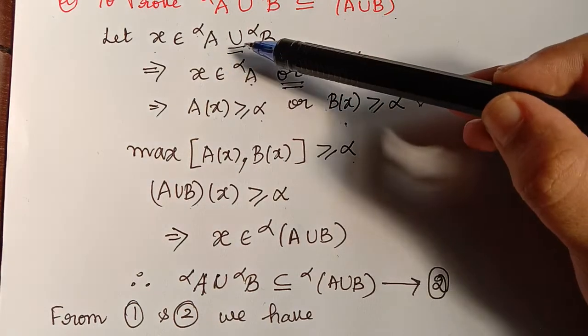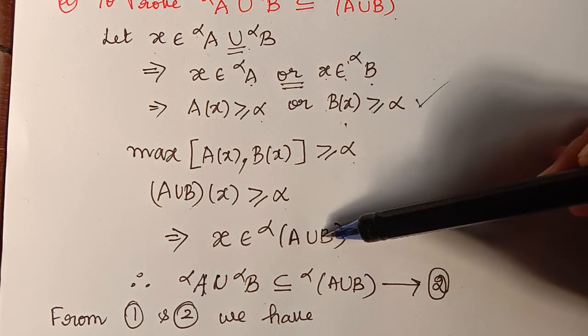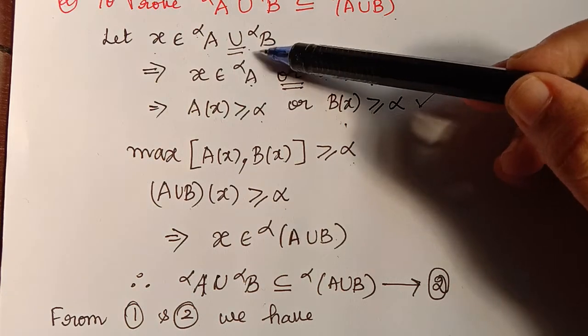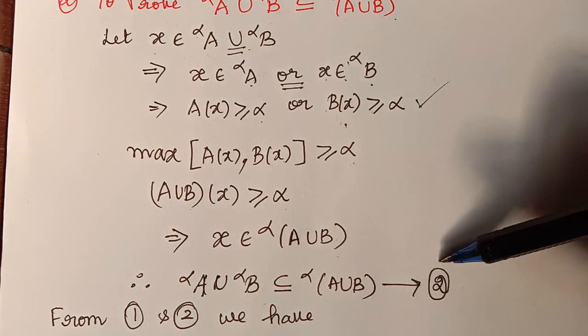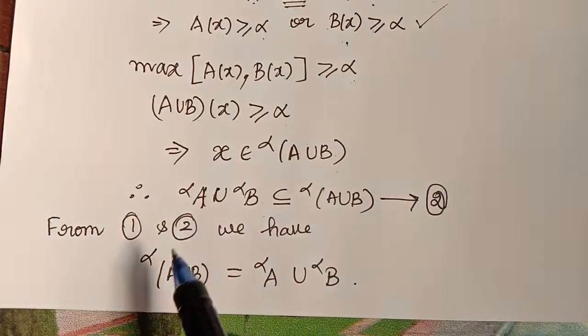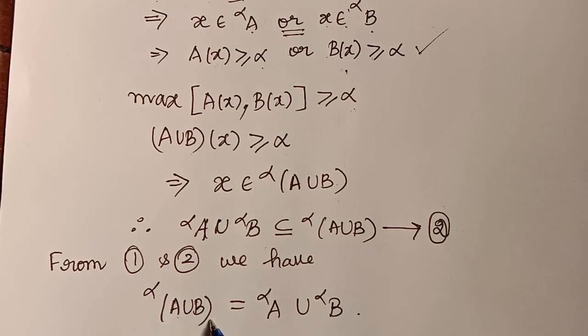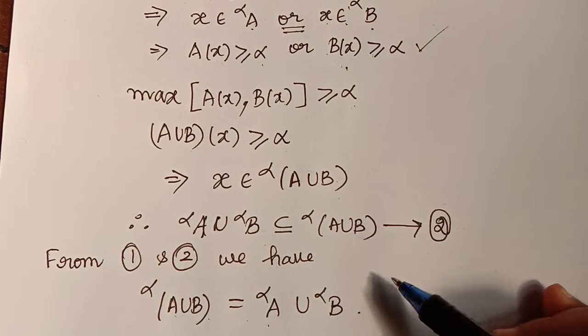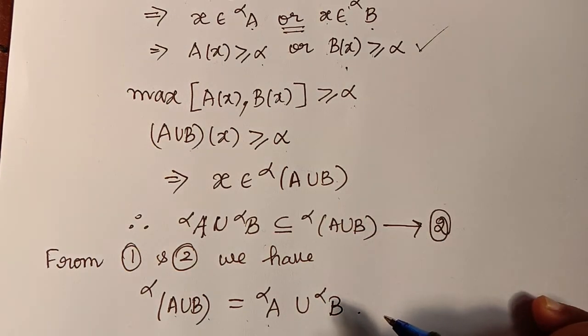So we started with x an element of this set, and we have proved that it is also an element of this set, and therefore this set is a subset of this. So we shall mark this as equation 2. Now from equation 1 and equation 2 we can combine both, and we can write alpha cut of A union B is equal to alpha cut of A union alpha cut of B. So this is property 3 of the elementary properties of alpha cut. We have property 4 where it is same as property 3. The only difference is property 3 deals with alpha cuts and property 4 deals with strong alpha cut.